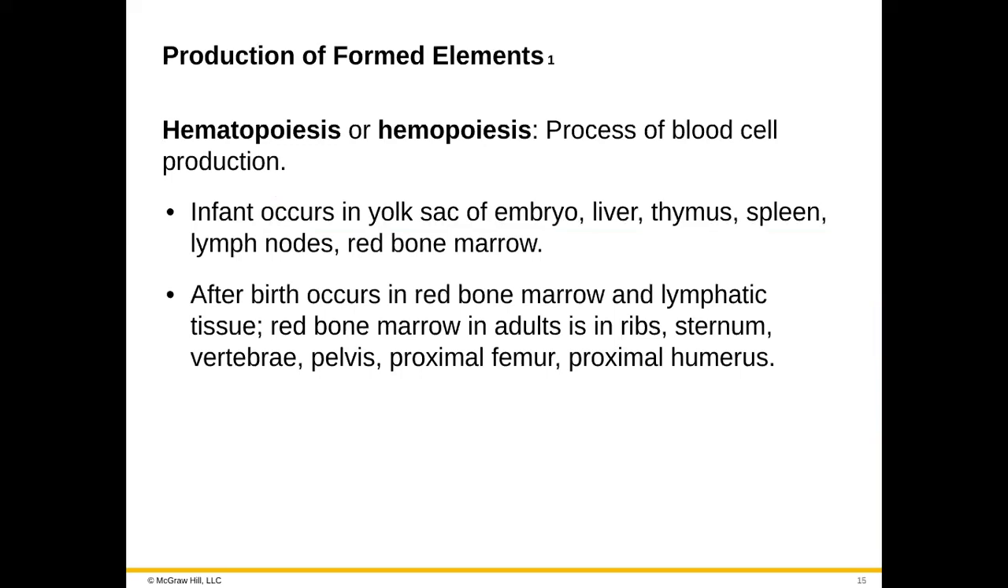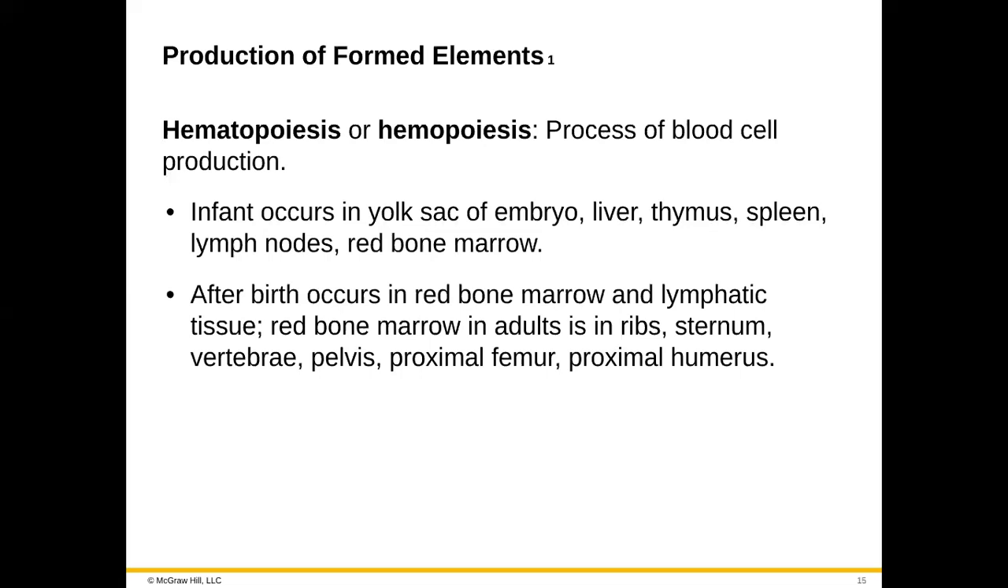So we talked about all these formed elements, but we need to talk about how we created these various formed elements. This is through a process known as hematopoiesis or hemopoiesis, the process of blood cell production. It varies throughout the lifespan. In infants, this occurs in the yolk sac of the embryo, which you probably are not familiar with, but we'll talk about it during our development chapter at the end of the semester.